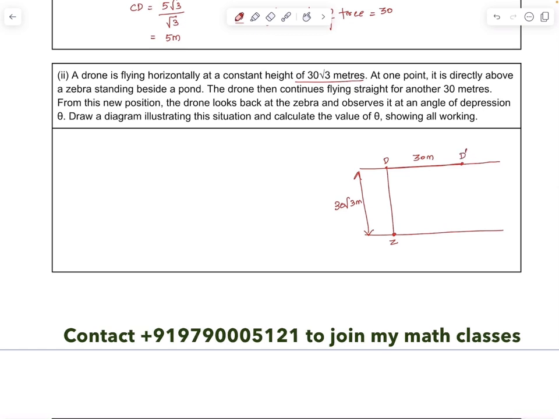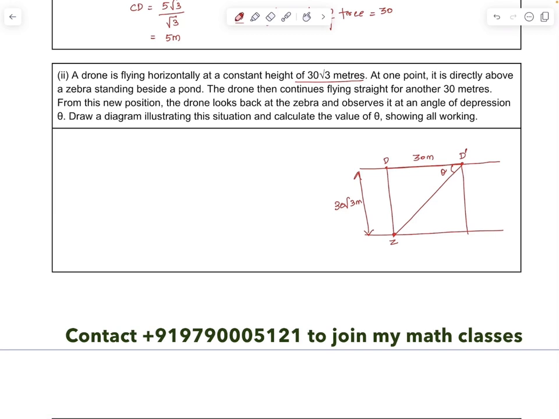From this new position, the drone looks back at the zebra and observes it at an angle of depression, say theta. That is, this angle is theta. Draw a diagram illustrating this situation and calculate the value of theta showing all working.